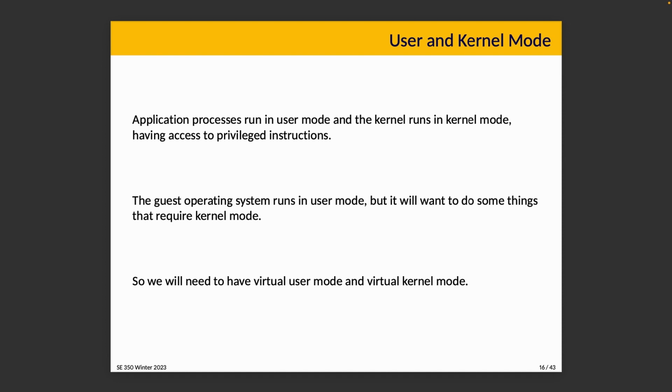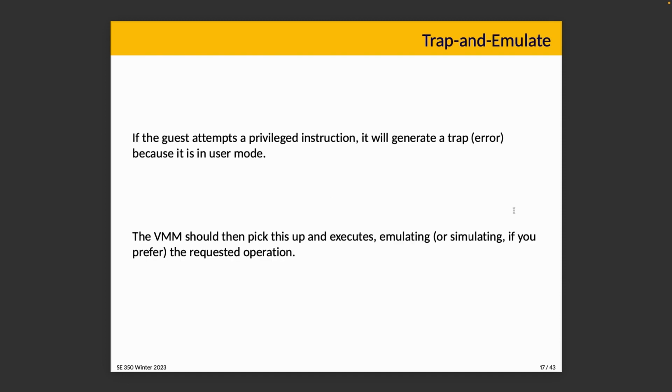Okay, doesn't sound too bad overall, but we need some more support to make this happen, right? When we request to go to kernel mode, we're not really doing that in the guest operating system. We're going to virtual kernel mode. Now, if a guest attempts a privileged instruction, it generates a trap because it's in user mode, and so it's now trying to issue an instruction that requires kernel mode, but we're in virtual kernel mode and not real kernel mode. If that's the case, the virtual machine manager will pick it up and decide what to do.